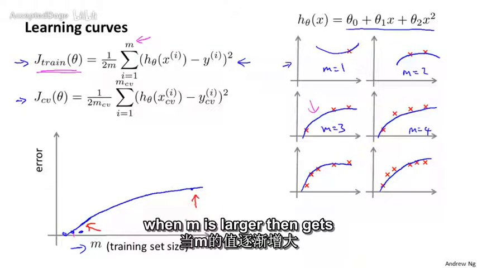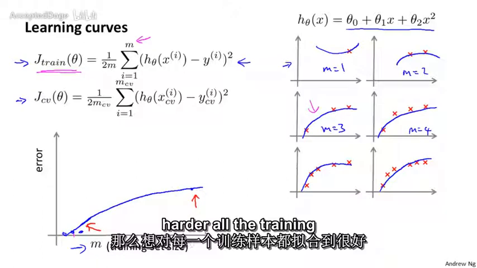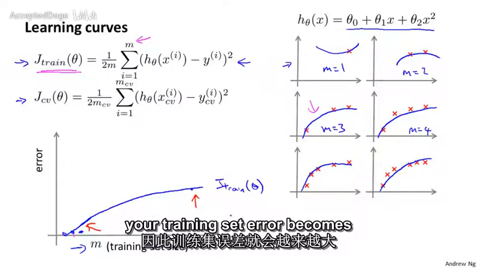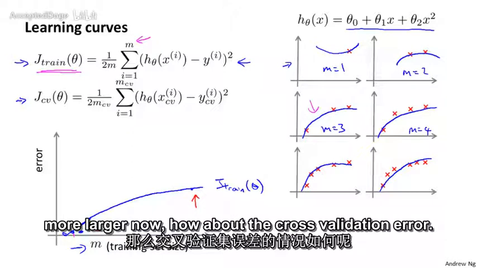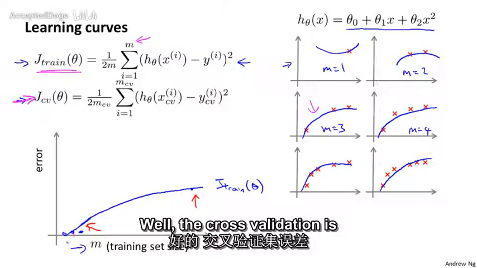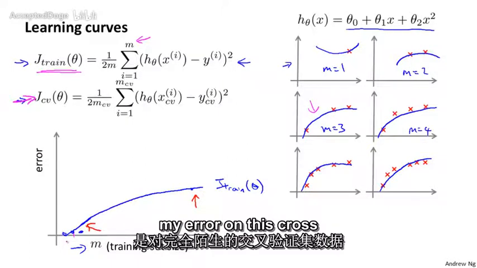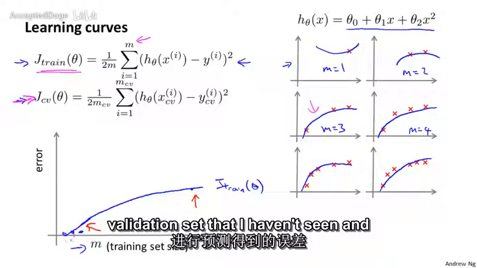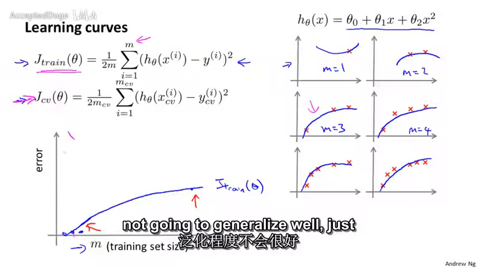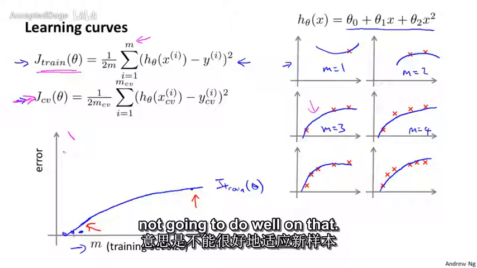Whereas when m is larger, it gets somewhat harder to fit all of your training examples perfectly, and so your training set error becomes a little bit larger. Now, how about the cross-validation error? Well, the cross-validation error is my error on this cross-validation set that I haven't seen, and so when I have a very small training set, I'm not going to generalize well. I'm just not going to do well on that.